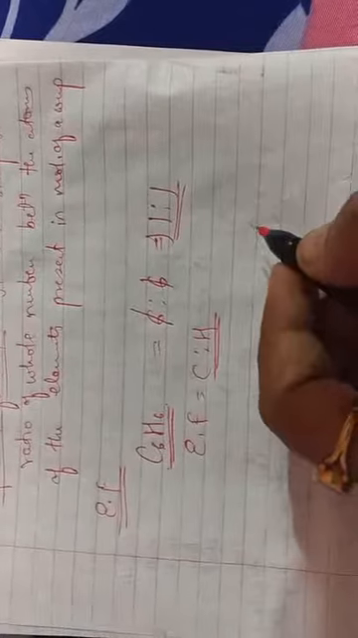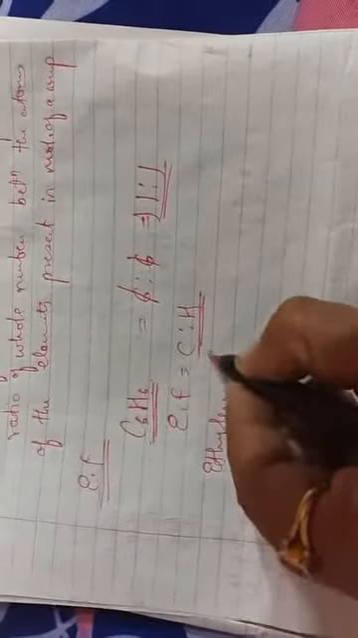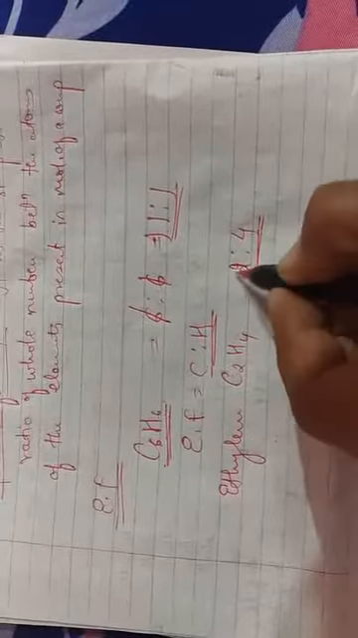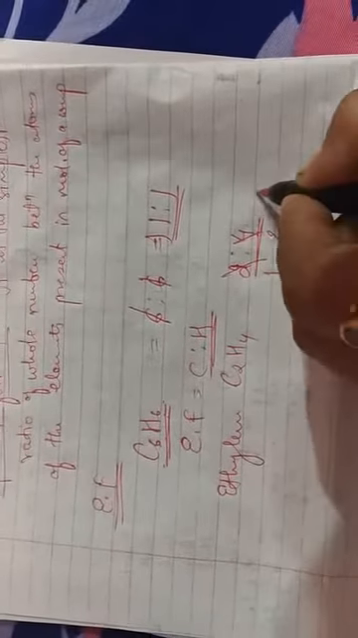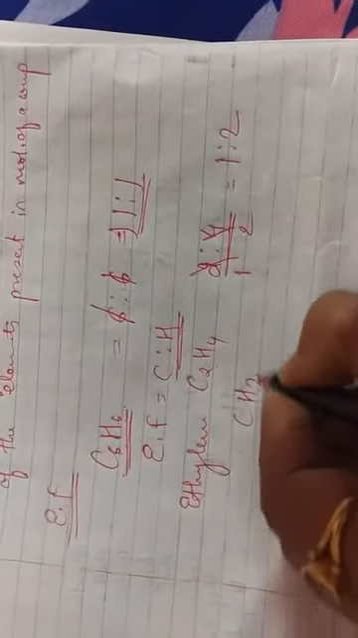1:1 means CH. Suppose we have to find the empirical formula of ethylene. Its formula is C2H4. Now your ratio is 2:4, carbon 2 and hydrogen 4. So when we cancel it, 2 ones are 2, 2 twos are 4. So the new ratio will be one atom of carbon and two atoms of hydrogen. So the empirical formula of ethylene will be CH2. 1 C and 2 H. Okay. In the same way, suppose we have glucose.